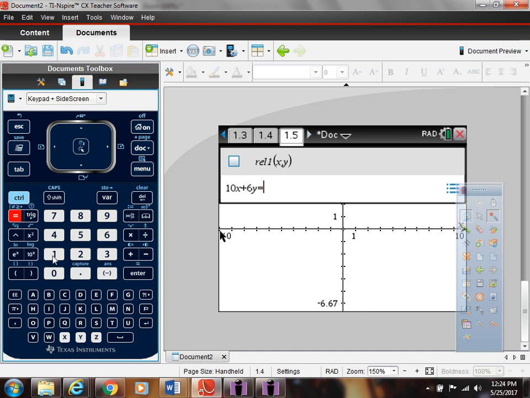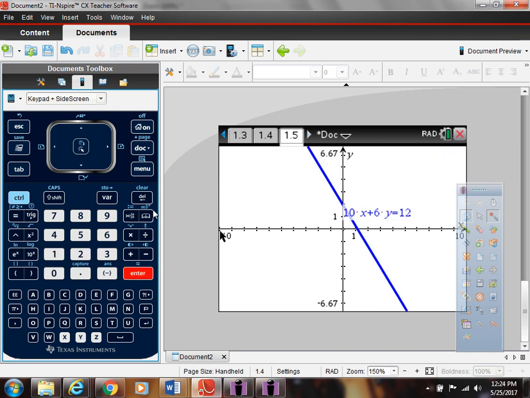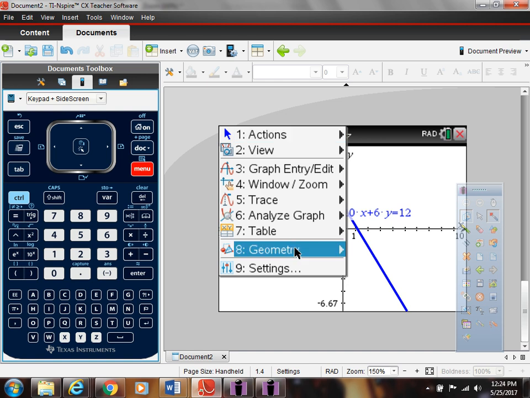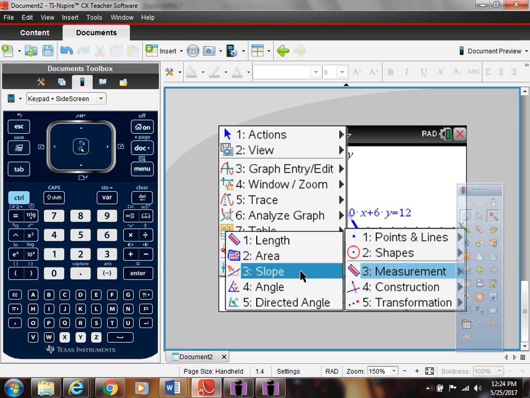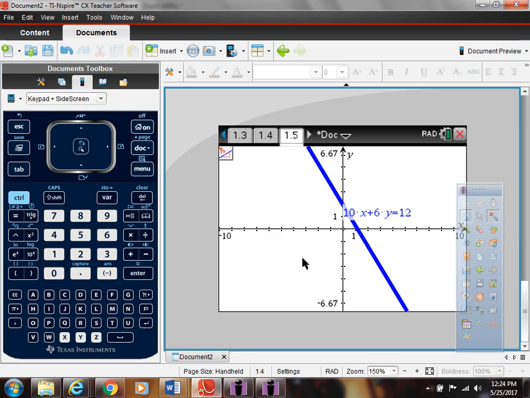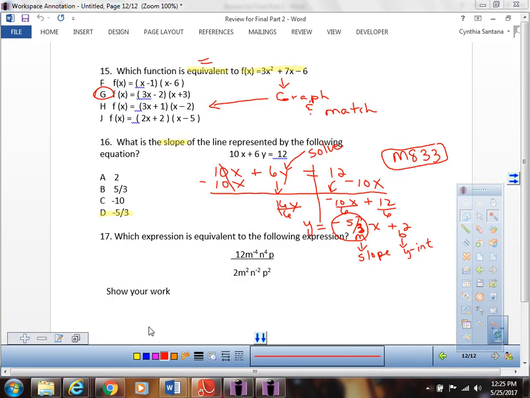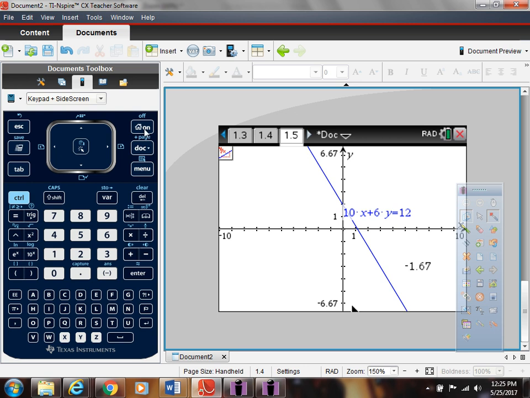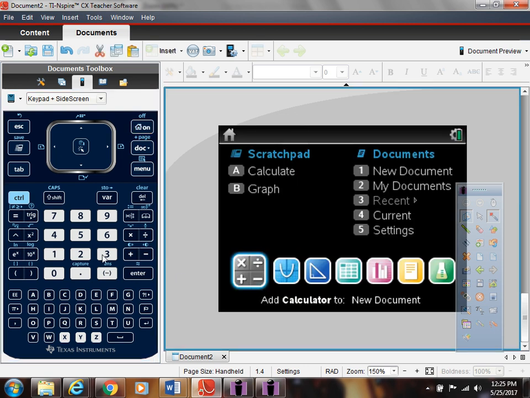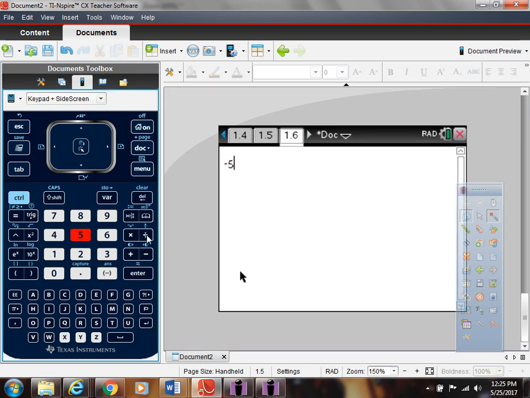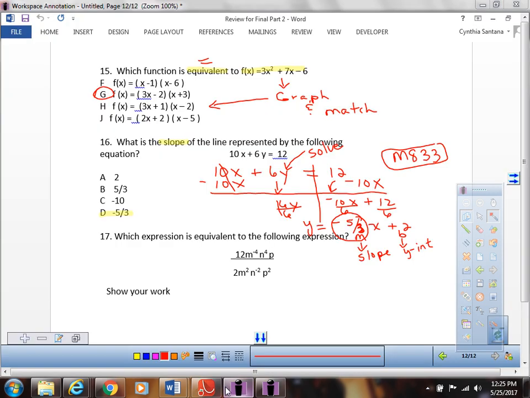So watch. I'm going to graph it. Y equals 12, enter. Menu, 8, measurement, slope. Look for the word slope. If you forget how to get there, just look for it. And there it is right there. Some of you might say, but that's not the same thing we got. It is. It's just decimal form. So all you got to do is go to this app, divide it, do a control-enter, and you'll see it is the same thing, okay? So yes, it is the same one.